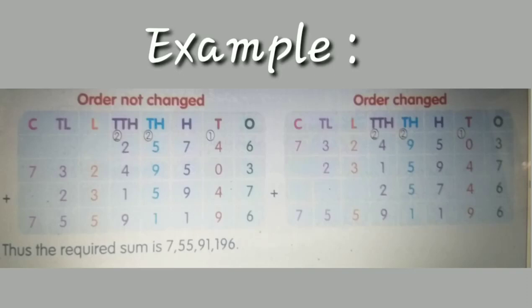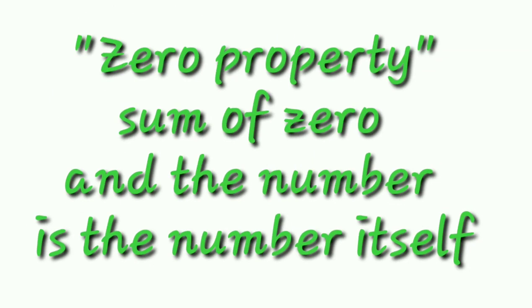So let's move on to our next property. The name of the next property is the zero property. This property states that the sum of 0 and a number is the number itself. It means that whenever we add 0 to an addend, the answer, that is the sum, will be the same as that of the addend.